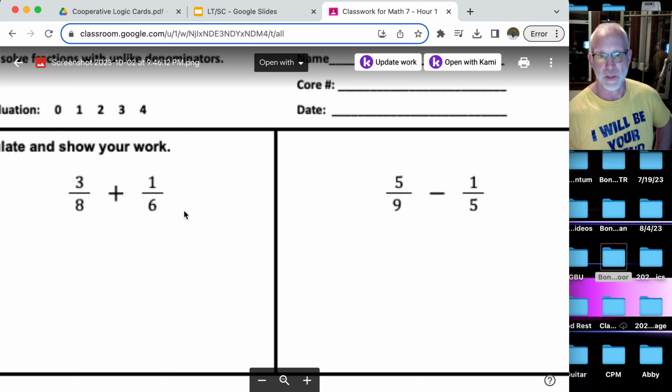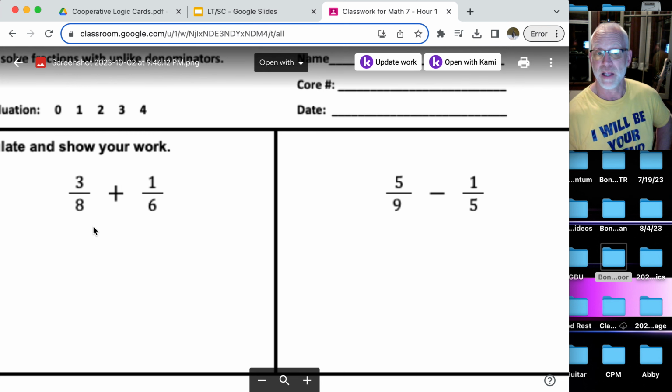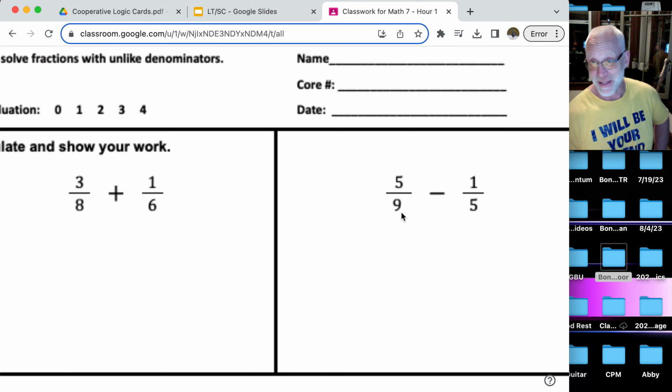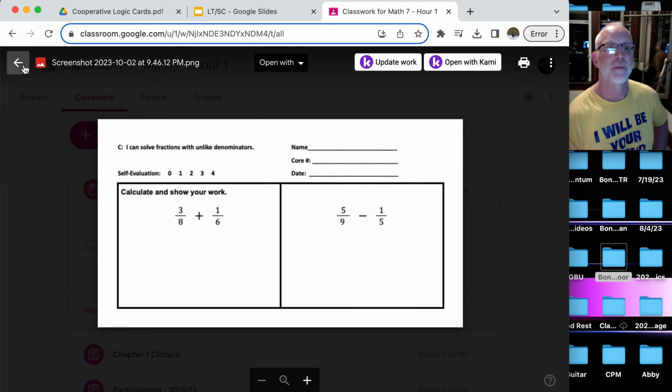So what they want to know is, can you add unlike fractions? Can you find out their lowest common denominator and make them the same denominator and add them? Or can you find the lowest common denominator, make them the same denominator, and subtract them? That's what they want to find out here.